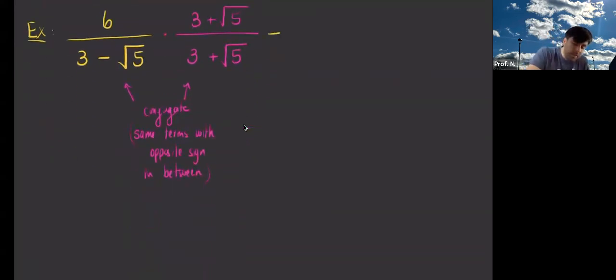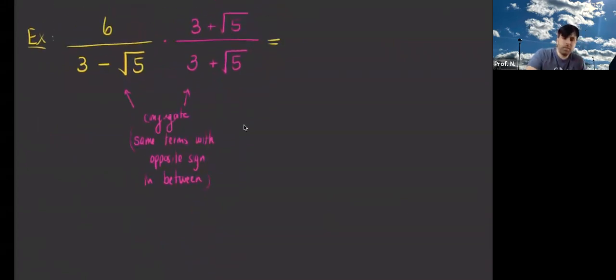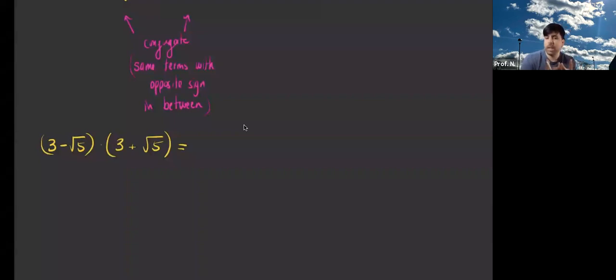Now, we should ask ourselves, why does this work? Well, remember when you multiply fractions, what do you do? You multiply across. So 3 minus rad 5, when I multiply this, I get 3 plus rad 5, right? Now, if you guys remember, this is when you multiply two terms where one of them is a sum and the other one is a difference. That's related to the difference of perfect squares. If you guys don't remember that.